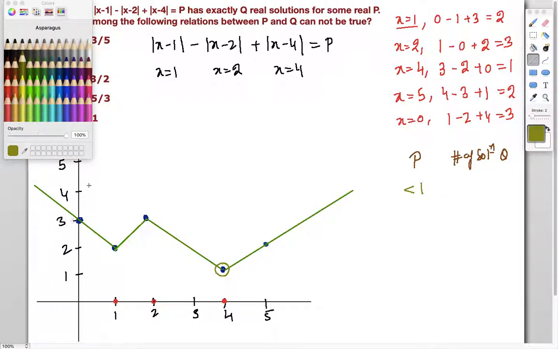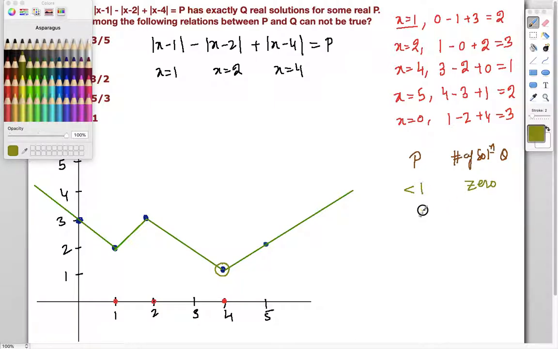Whenever P is less than 1, what are the values of Y? If I draw a line like this one, whenever the value of P is less than 1, you can see this line is not cutting the graph at all. So if P is less than 1, we can definitely say there is no solution because the minimum possible value in this graph is 1. So whenever P is less than 1, the number of solutions will be 0.